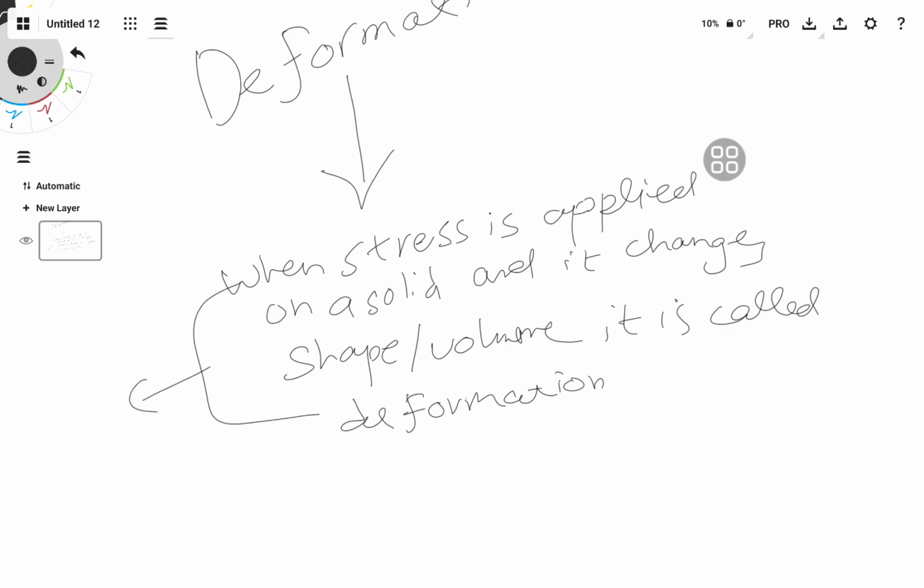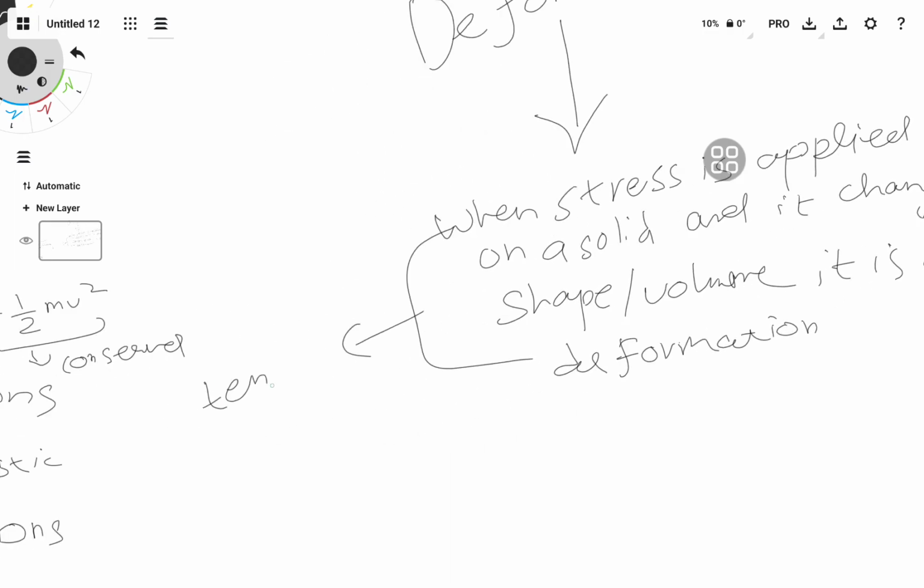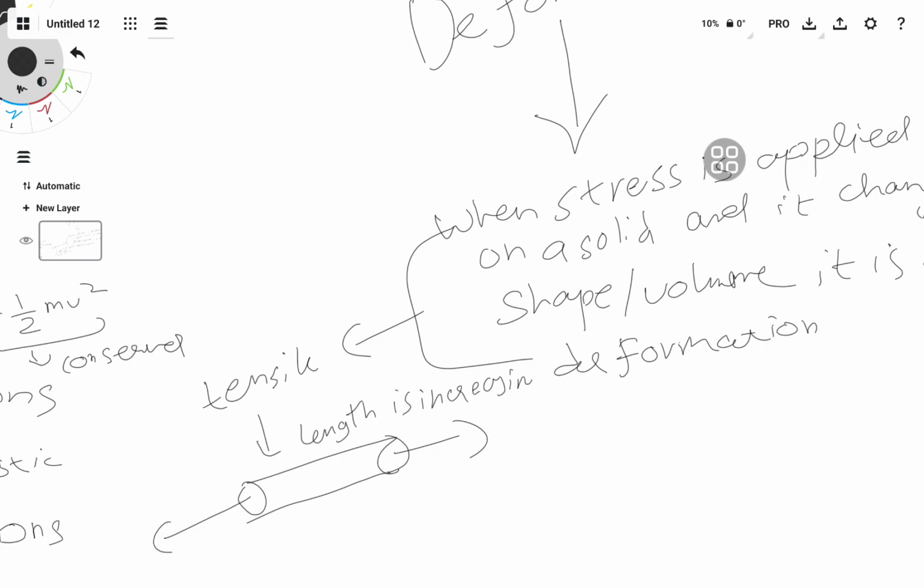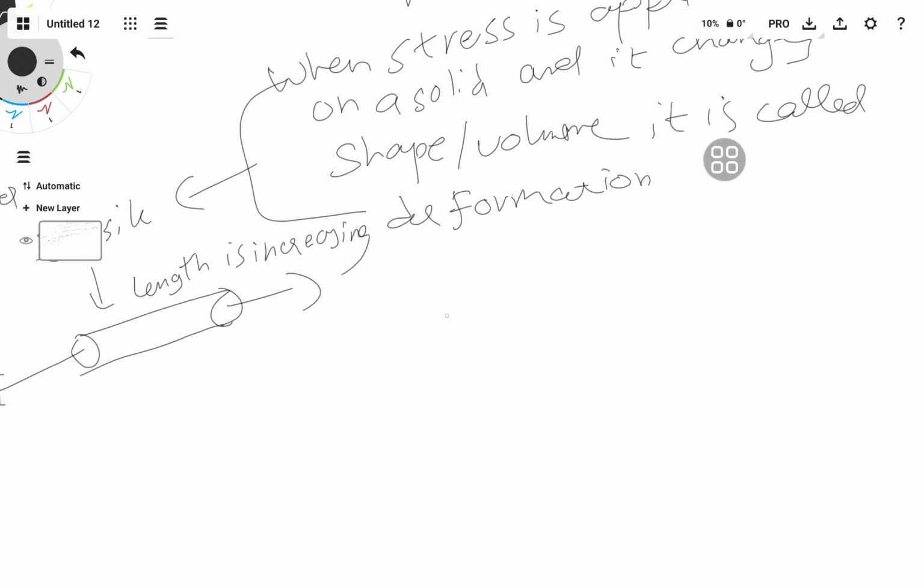there are two types of stress: tensile, which is basically like if, let's say, we have this stretchable pipe, and if we apply force like this, this is tensile because length is increasing, and so will volume.